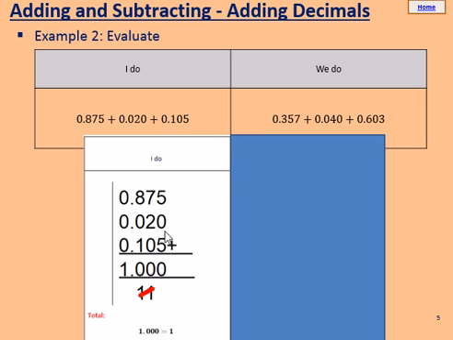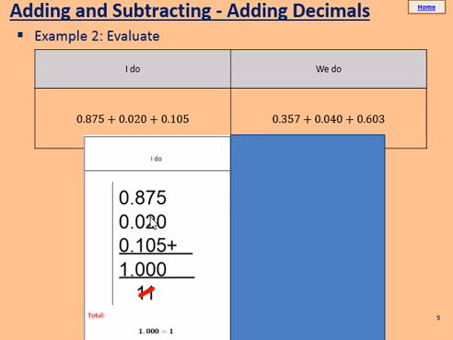5 add 0 add 5. Now this makes 10. So we put a 0 here and we carry a 1. Some of you may normally write the 1 up here, which is fine, but I'm just going to carry the 1 below for the minute, just for clarity.